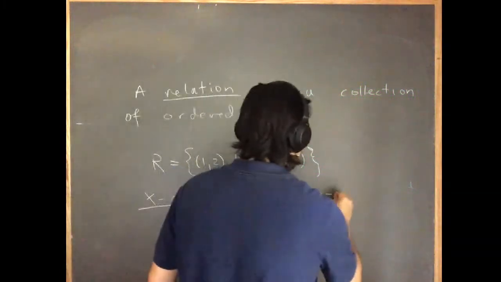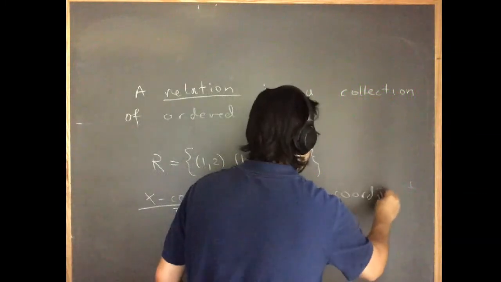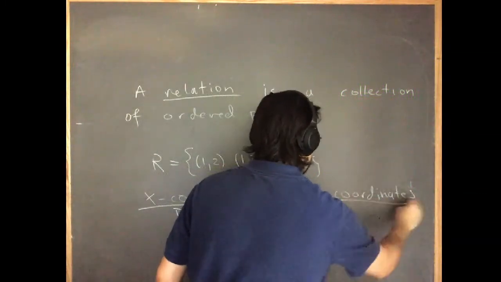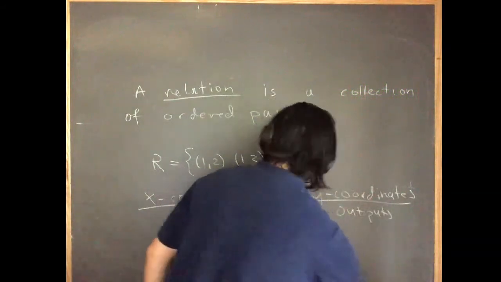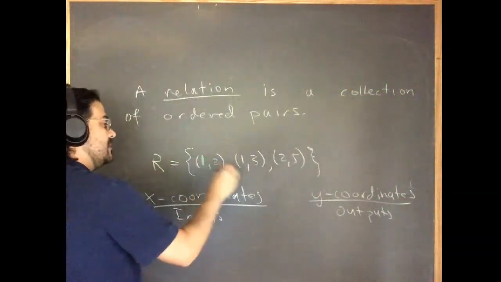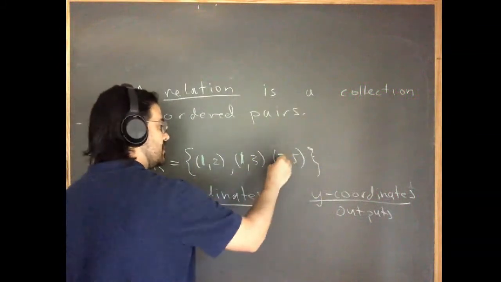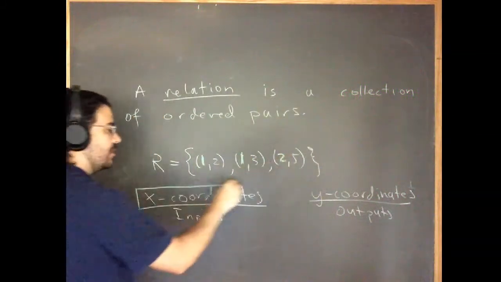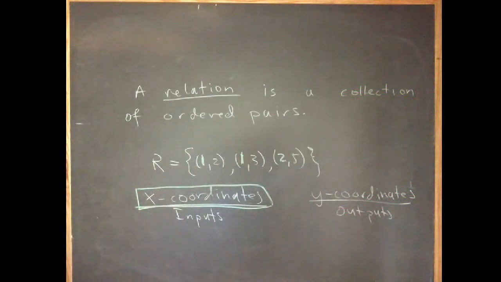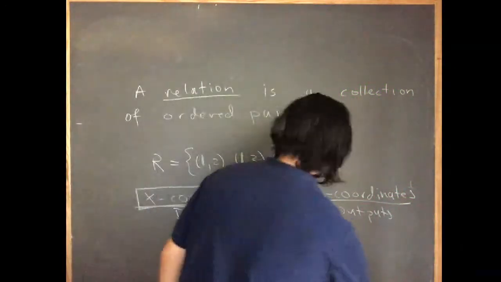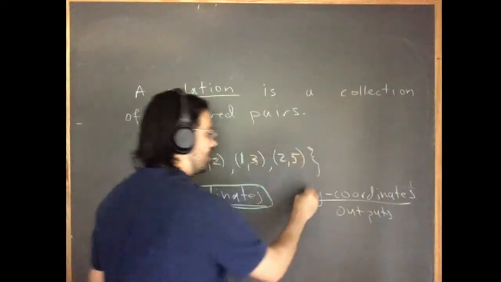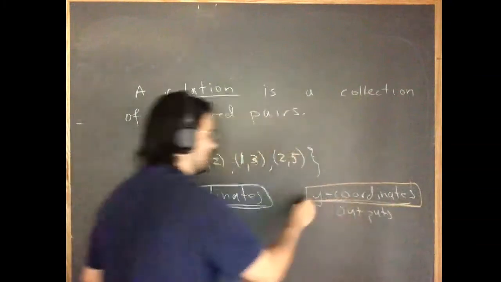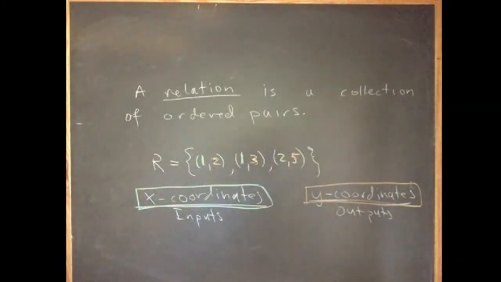And the y-coordinates as the outputs. Okay, so here our inputs would be 1, here the input would be 1, here the input would be 2. So the x-coordinates are the possible inputs into our function, and the y-coordinates, in this case the 2, the 3, and the 5, are the outputs. Okay, so that's how we'll think about it in terms of that machine.